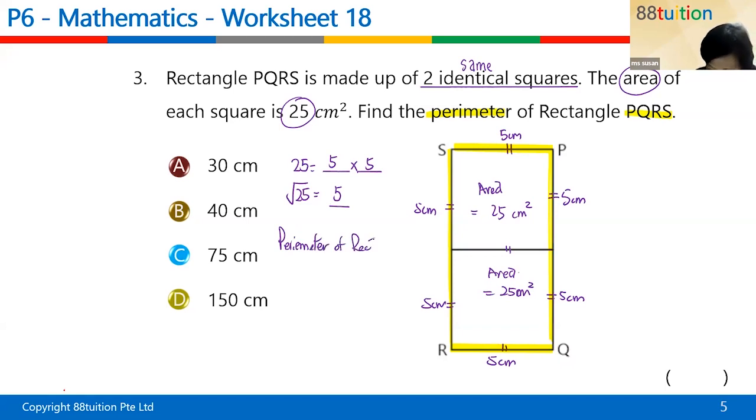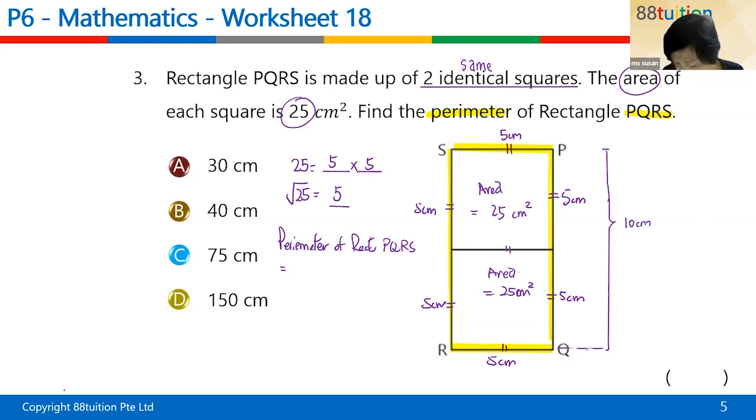of rectangle, I'm going to write in short, but in PSLE exams, you must write them in full. So what is the length here? From here to here, is 10 cm. So you have 10, 10, 5, 5. So you get 30.